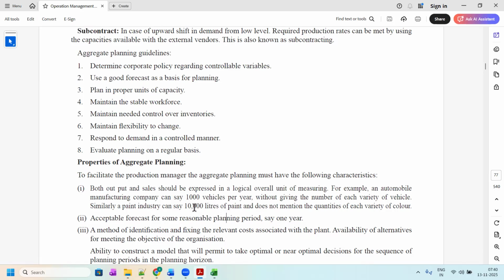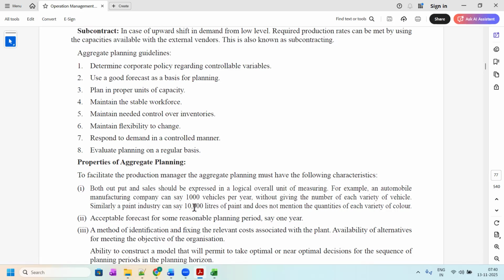Next, we came to the properties of aggregate planning. In this, they tell us that we don't focus on one particular unit, we focus on the overall thing. Like they took the paint example, that they are producing 10,000 liters of paint. They didn't mention a specific color of paint. They just told overall how much paint they are producing.